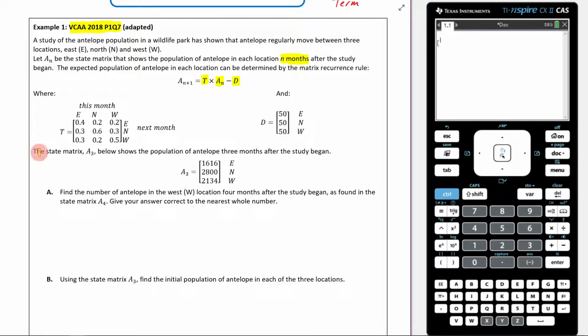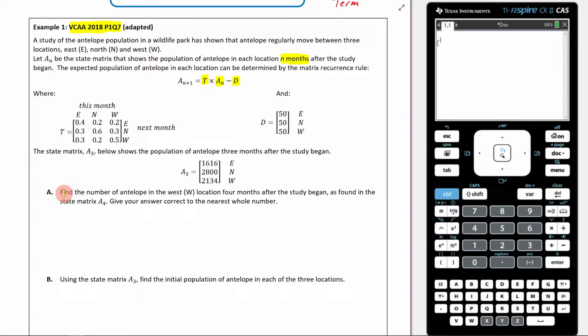Okay, we continue to read here. Also, if we look over our transition matrix for a second, you can see just how they move. For instance, this 0.6 is saying that 60% of those that are in the north location this month will be in the north location the next month. That's how we read our transition matrix there. It says the state matrix A3 below shows the population of antelope 3 months after the study began. So 3 months after the study began, this is how many antelopes we have in the east, north, and west.